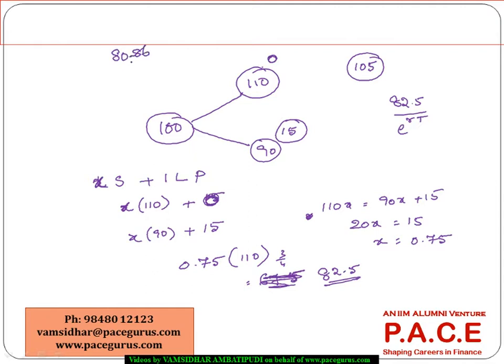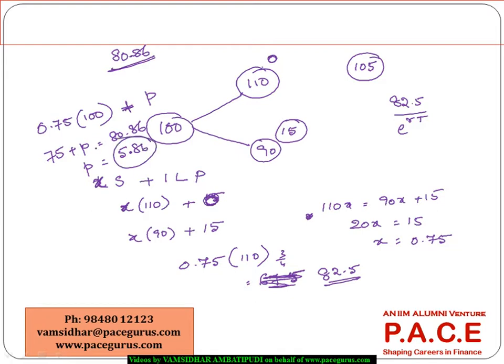Now I have to set up this portfolio today. So I have to purchase 0.75 shares at 100 bucks, and I have to purchase a put option also. There is an extra cost for purchasing a put option. So it is coming out like 75 plus P is equal to 80.86, and from where I can operate the worth of the put option being equal to 5.86 bucks.